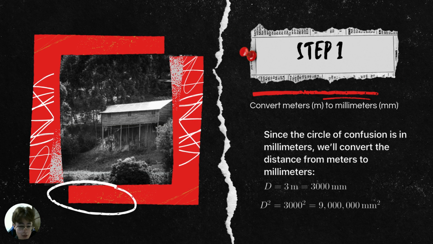So the first step, we have to convert the meters to millimeters. Since the circle of confusion is in millimeters, we convert the distance from meters to millimeters. So 3 meters is equal to 3,000 millimeters. And then it's squared in the formula, so we will get 9 million square millimeters.